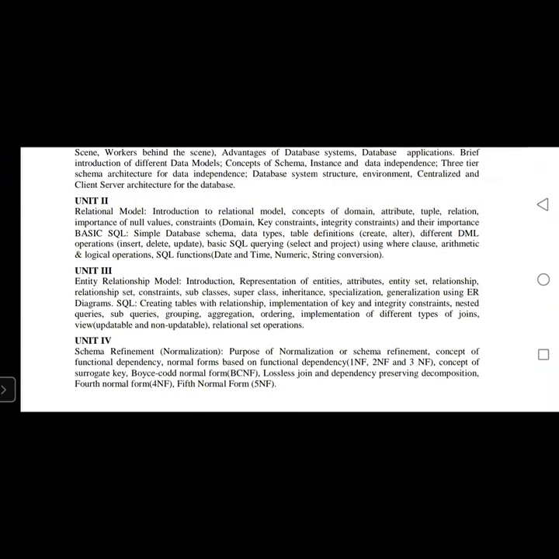At the same time, the relational model. In that relational model, we discussed the terminology. What is the domain? What is the attribute? What is a tuple? And what are the integrity constraints, the types of integrity constraints? And we are using some basic SQL functions also. In this unit also, we are not maintaining any pending.